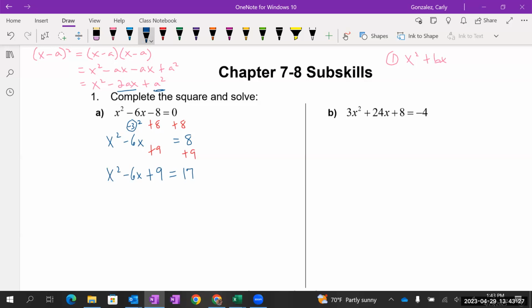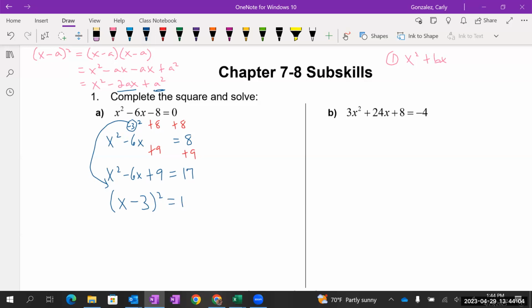Now, on the left of the equal sign, this is a perfect square trinomial. I have my x squared in the first term, and a squared, that's a 3 squared, in the last term, and I have that 2ax in the middle. So now I can write that as a perfect square, and what goes in the square is simply x, and then I bring that -3 down. So it's x minus 3 squared, and that equals 17.